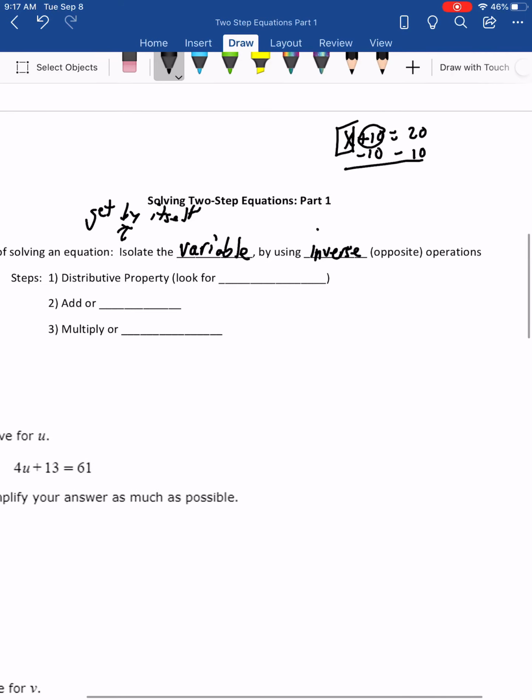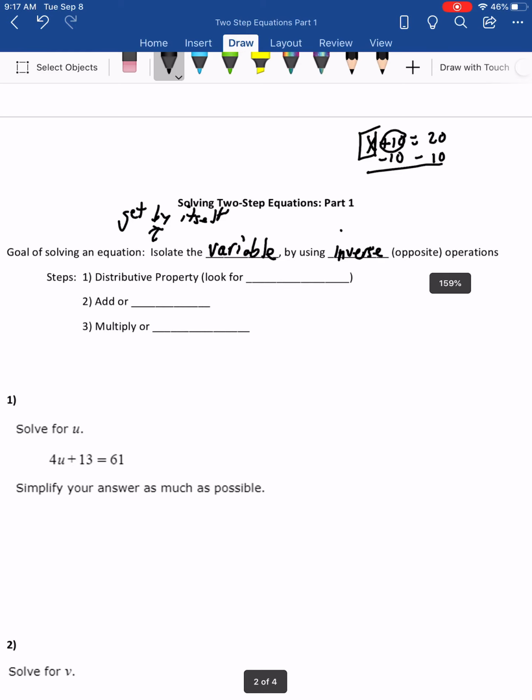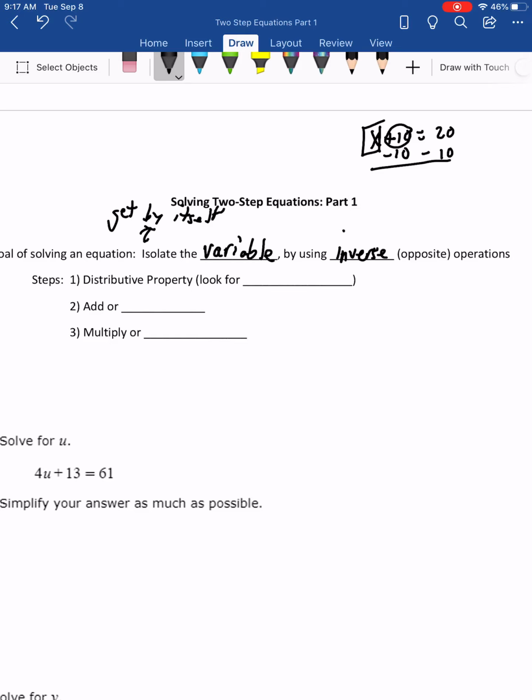All right, and the steps we need to follow when doing this. Step 1, distributive property, if we have it, all right? To identify a distributive property, of course, we're going to look for parentheses.